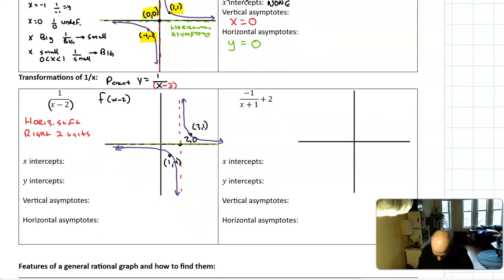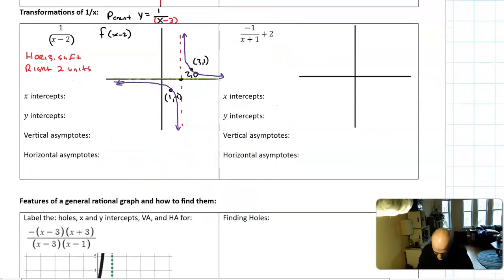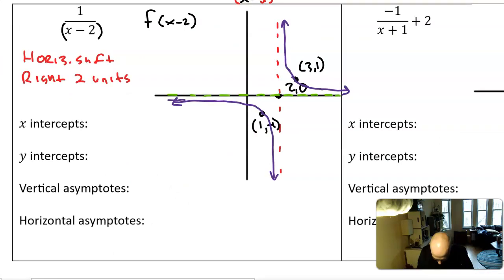Okay, let's fill in the remaining critical information about this. I'm going to zoom in a little. So the x-intercepts, this is where it would intercept the x-axis. There's none. Still. Because you're not crossing that green line at this point.